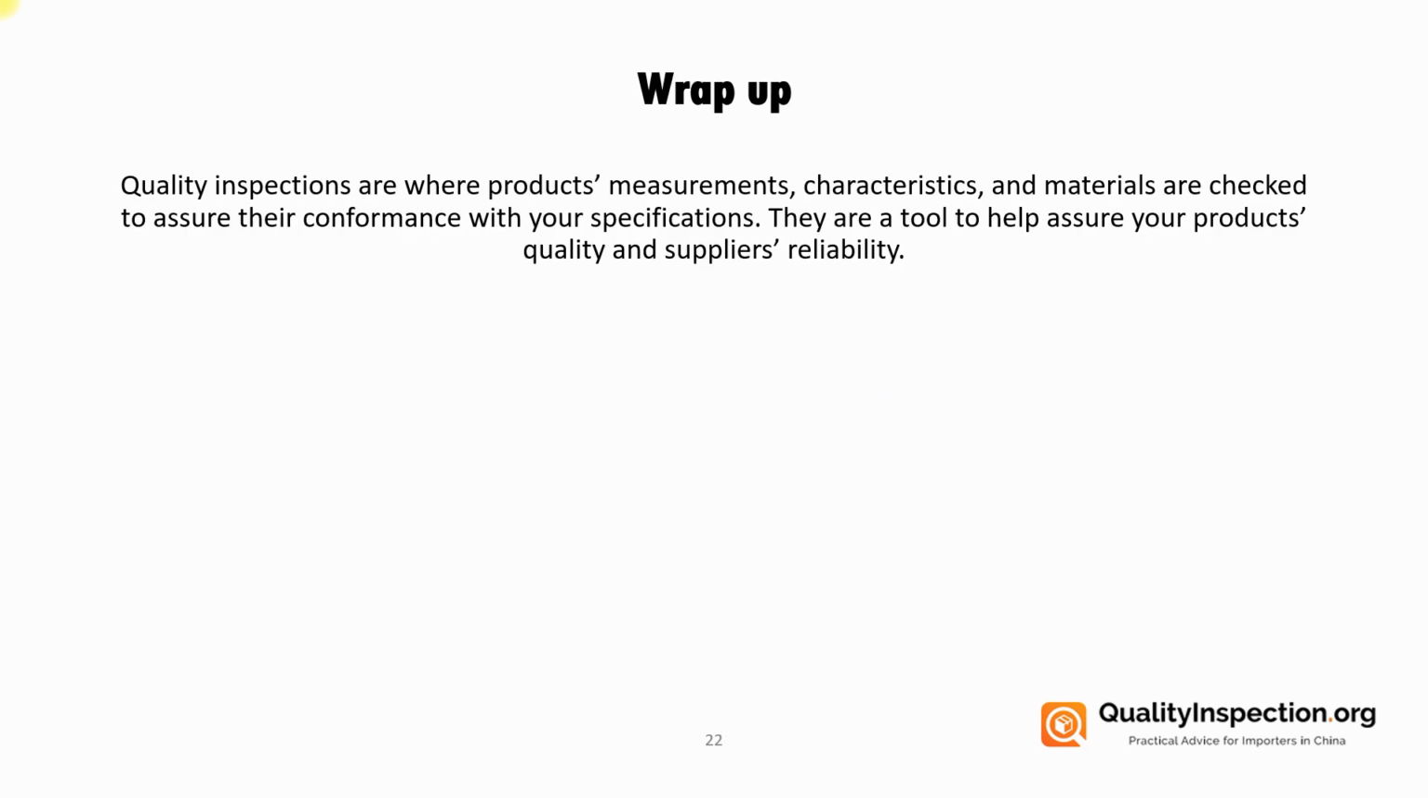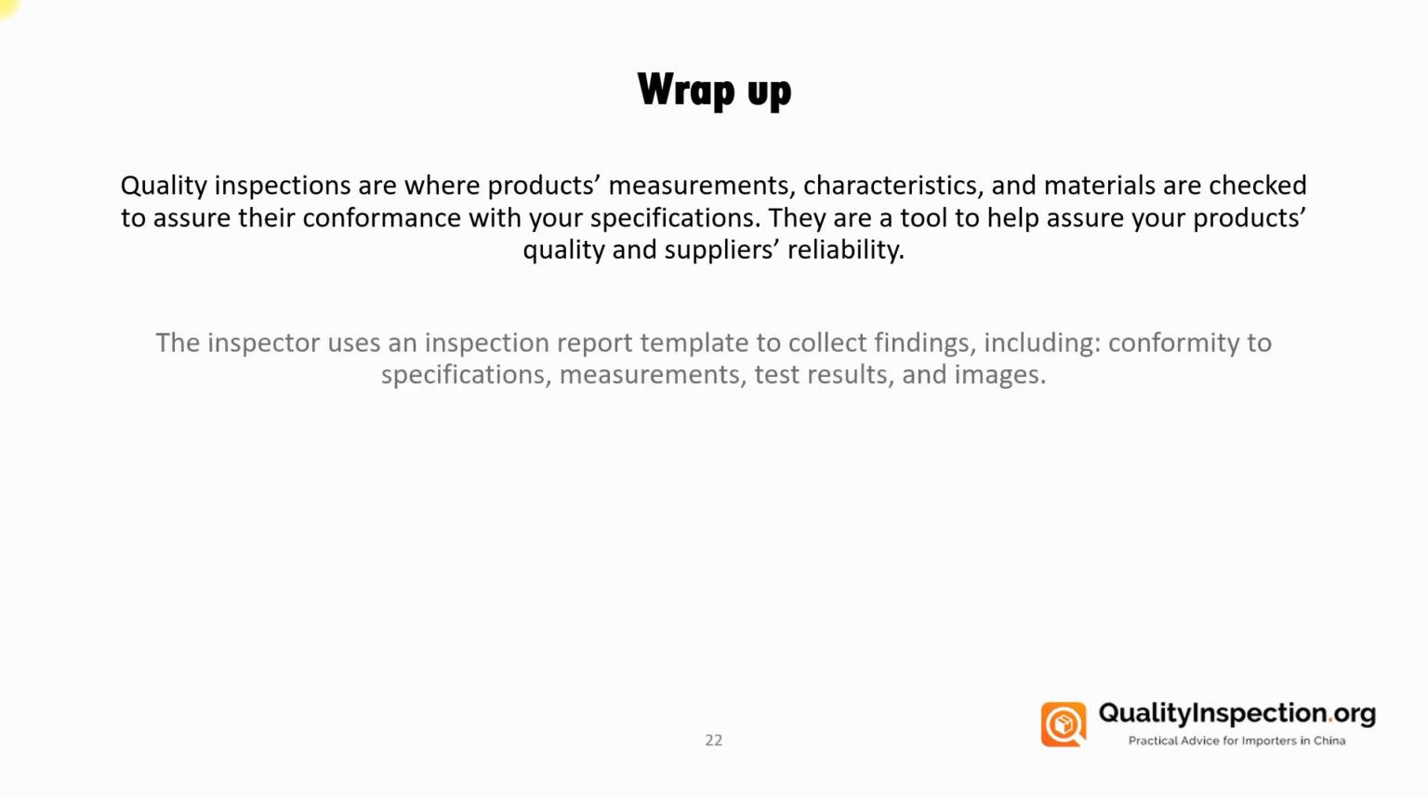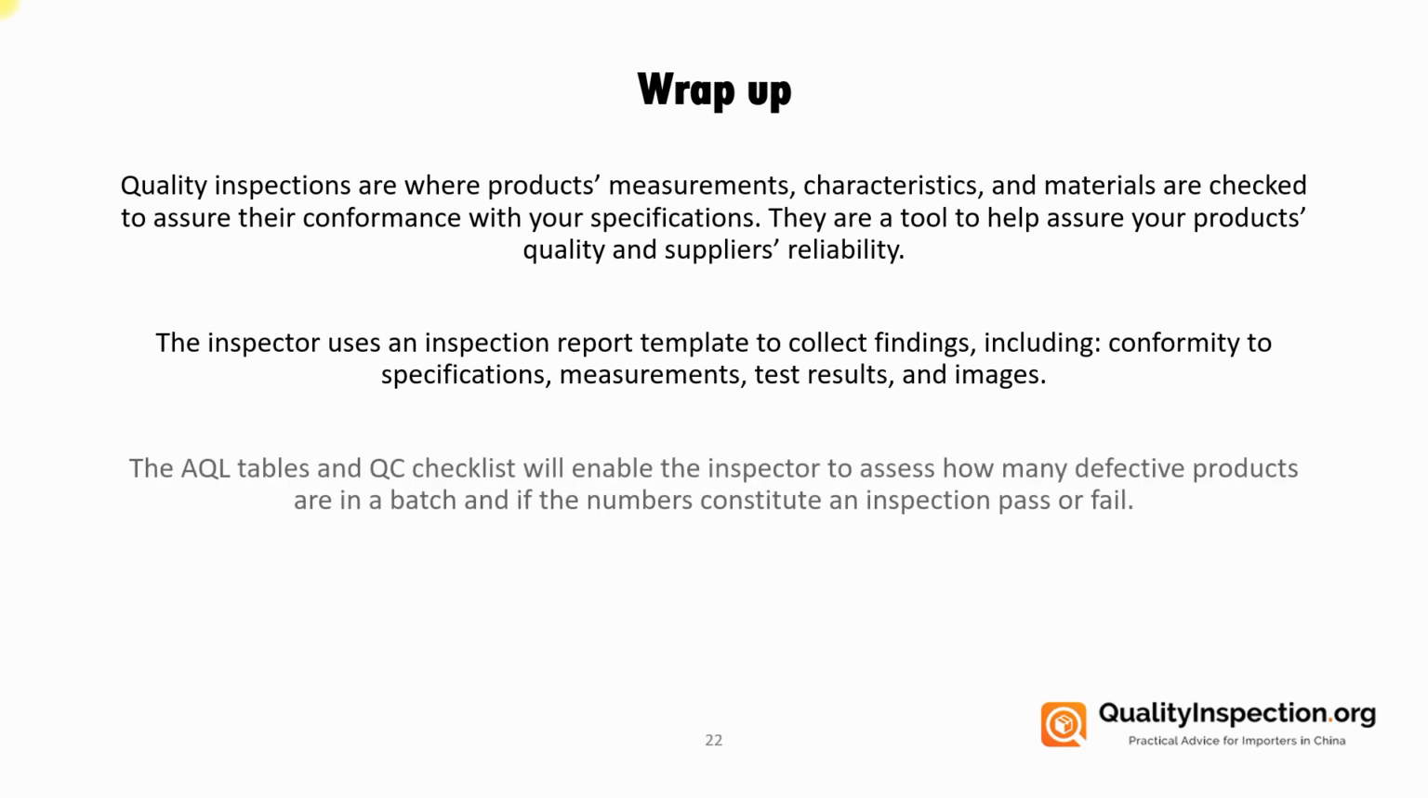So let's wrap up. Quality inspections are where products' measurements, characteristics and materials are checked to assure their conformance with your specifications. They're a tool to help assure your product's quality and supplier's reliability. The quality inspector will use an inspection report template to collect findings. This will include conformity to specifications, measurements, test results, and images. Make sure when you work with an inspection firm that you can see their template and an example of an inspection. The AQL Tables and QC checklist will enable the inspector to assess how many defective products are in a batch and if the numbers constitute an inspection pass or fail.